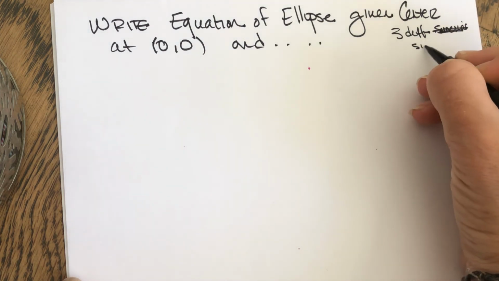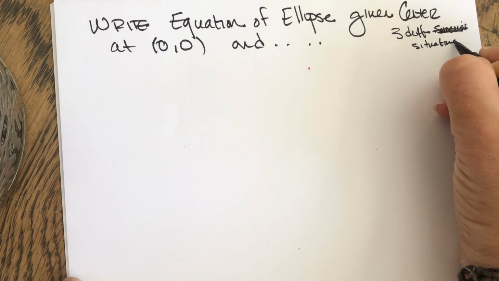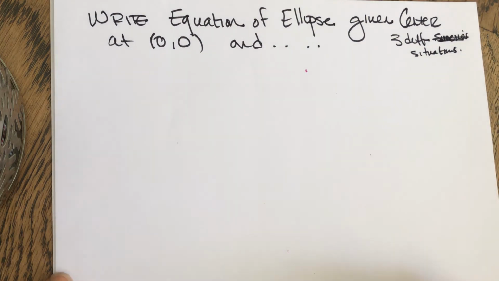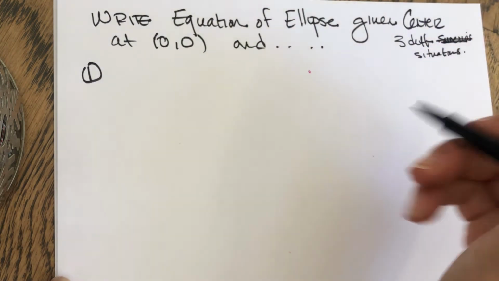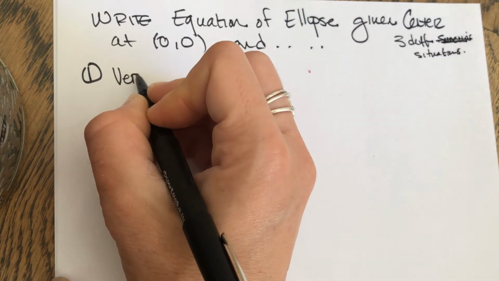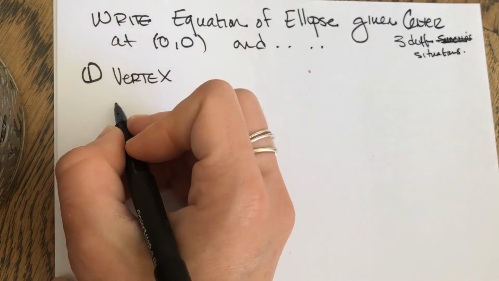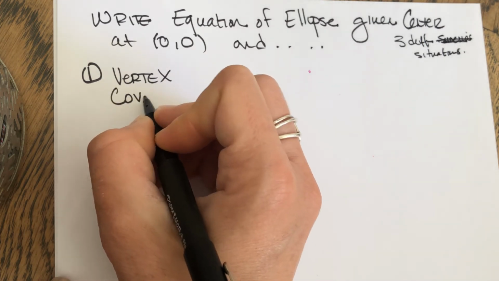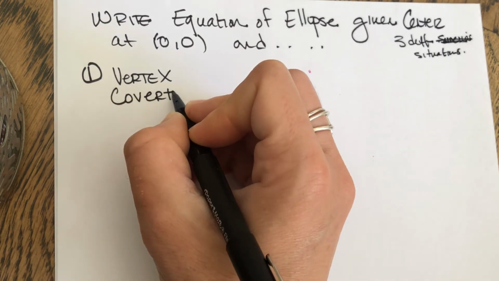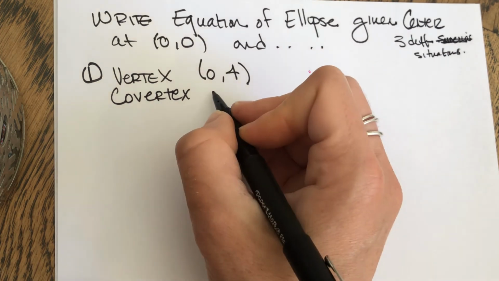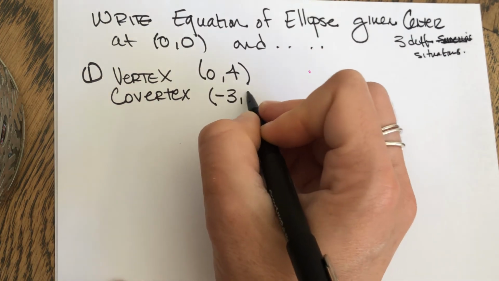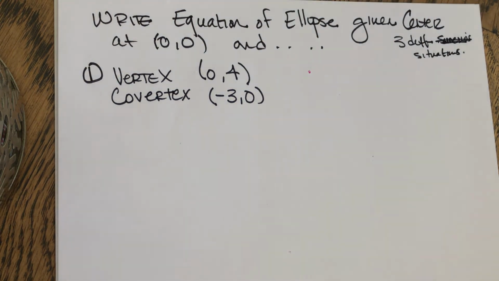Three different situations. Yep, that was terrible. Okay, so we're going to do one of each. Make sure you guys are watching, because I'm only doing one of each, and you're going to see them on your homework. I can give you your vertex, and I can give you your co-vertex. Now, why do I only need to give you one? Because it's at the center, which means the other one obviously is (0, -4).